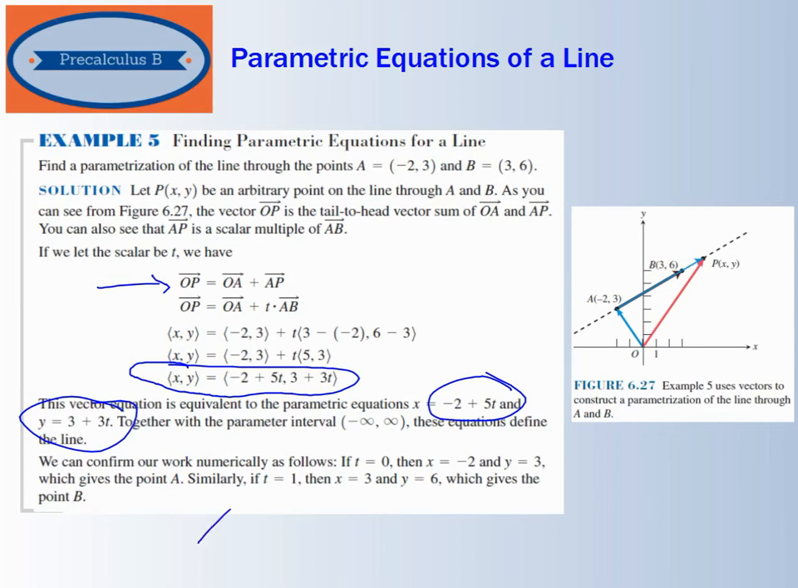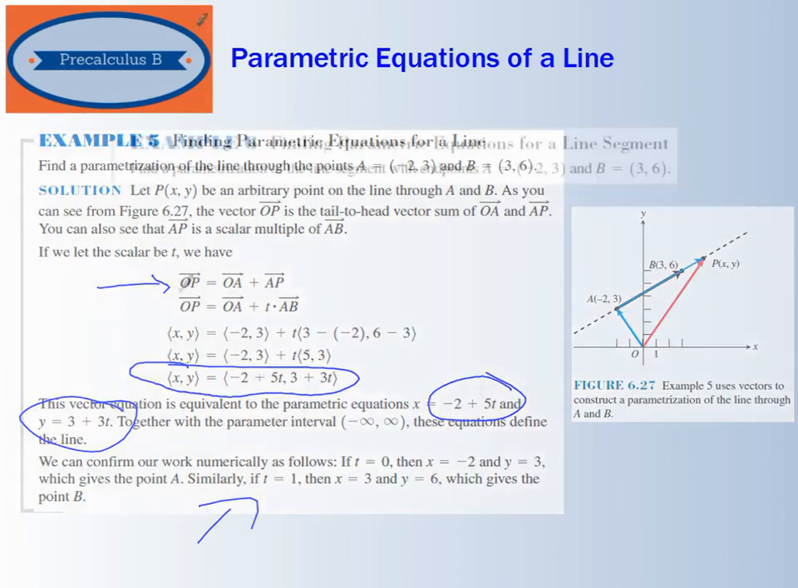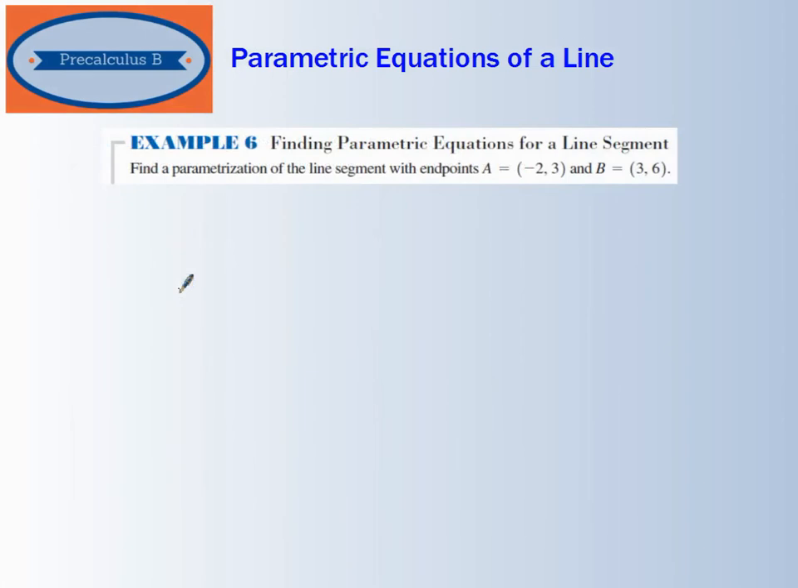We can confirm our work by actually using those equations and seeing if that will give us those 2 points for point A and point B, and it does. Now, what if we only wanted to find the parametric equation for the line segment? We don't want the parameter's range to go from negative infinity to infinity. Instead, we just want it to have endpoints at A is negative 2, 3, and B is 3, 6.